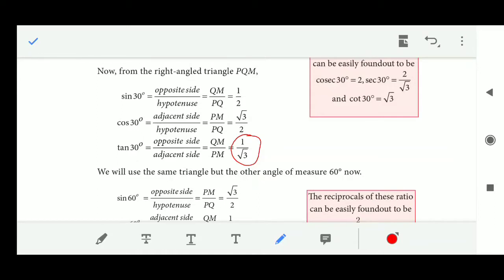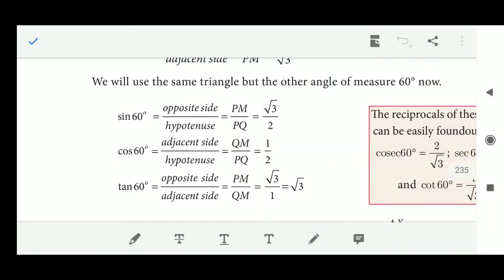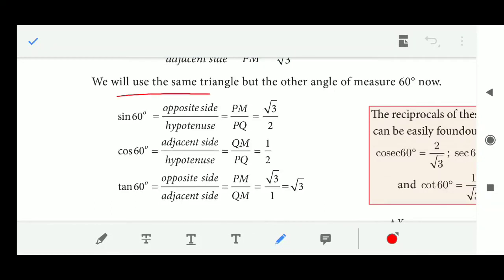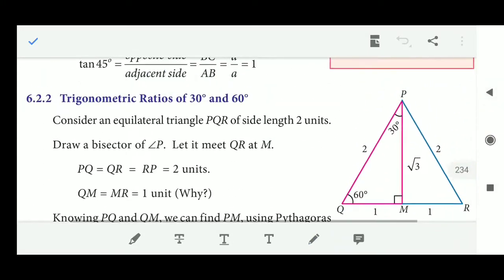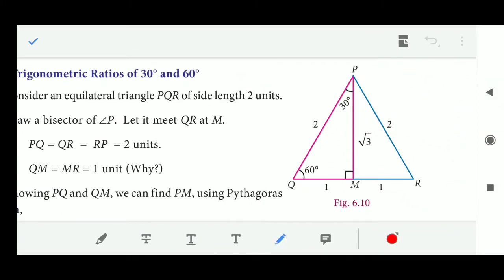Like that, now we will see the trigonometric ratio of 60 degree. Sine 60 degree is equal to opposite side by hypotenuse, that is PM by PQ. Here we get the opposite side as root 3 and the hypotenuse side as 2. So sine 60 is equal to root 3 by 2.